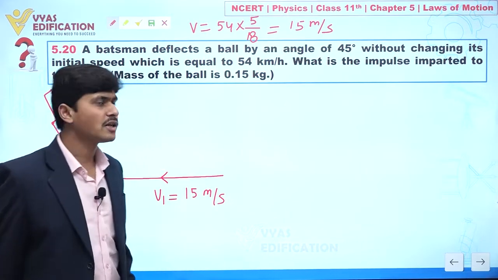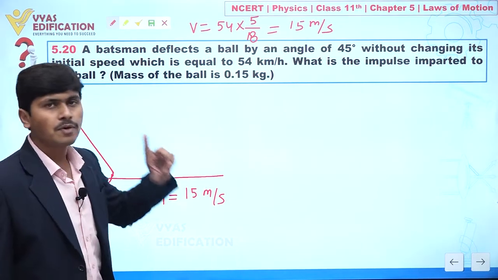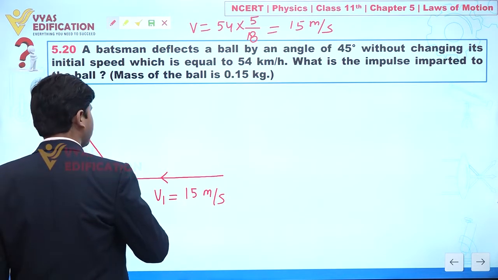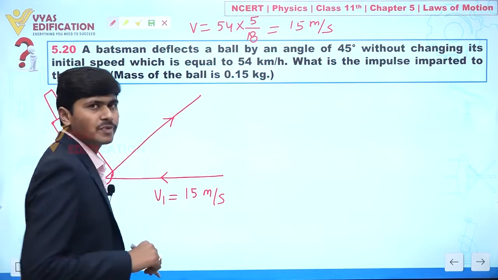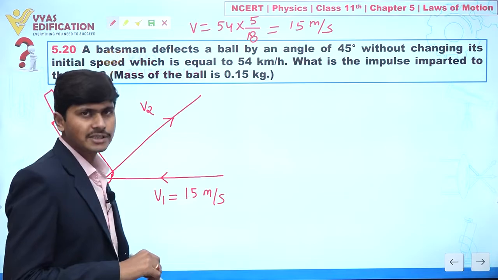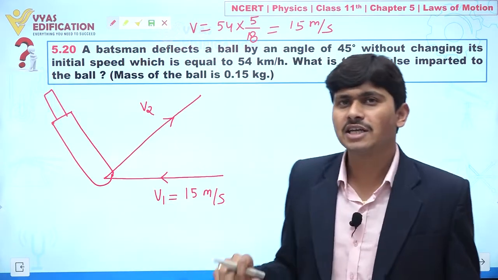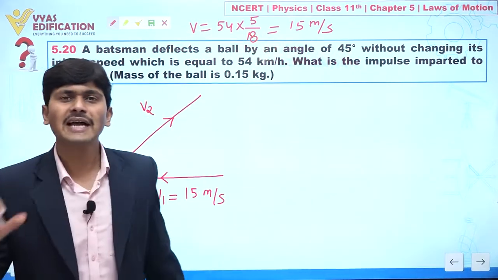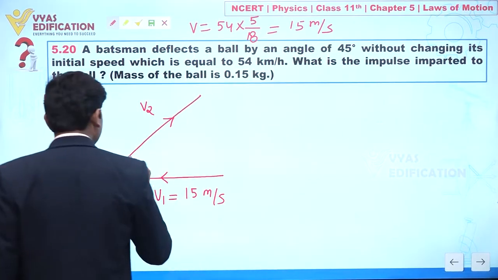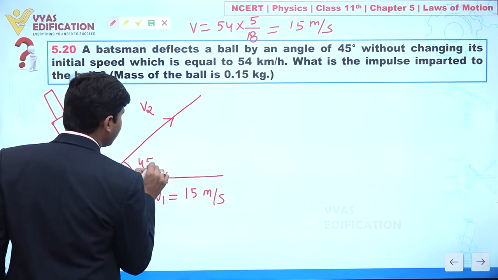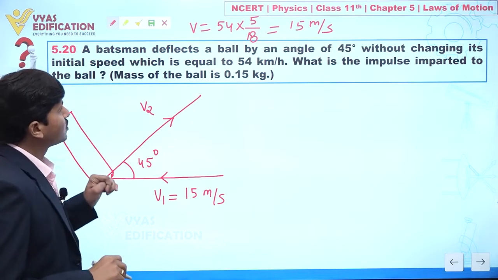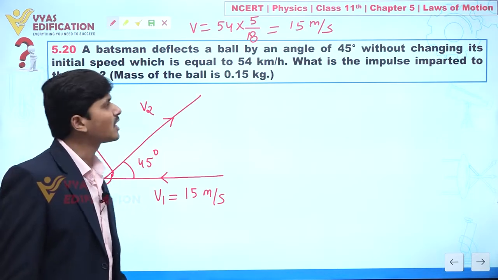Now the batsman deflects the ball by an angle of 45 degrees without changing its initial speed. So the ball is deflected in this direction, and the speed is the same. Let's suppose this is V2, because the direction is changed. With velocity, magnitude and direction are both associated. So this is V2, and this angle is 45 degrees.